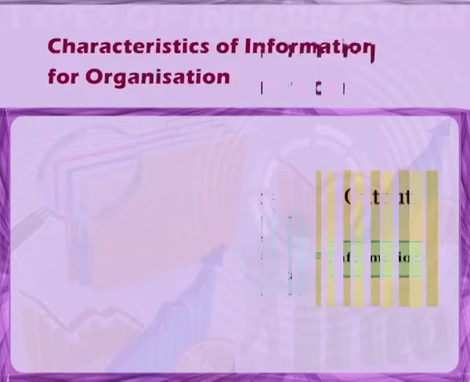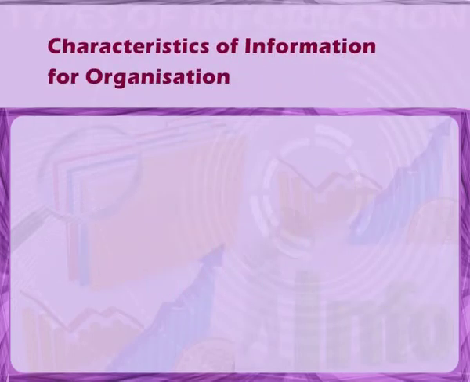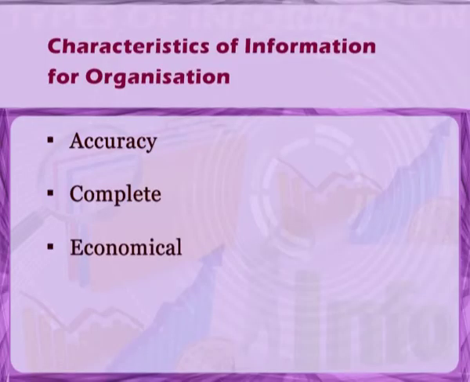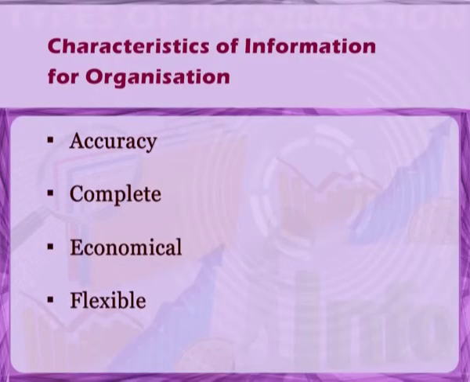Any organization needs information with certain characteristics. These are accuracy. Information should be error free. Complete. Information should contain all the important facts. Economical, information should also be relatively economical to produce. Flexible, flexible information can be used for a variety of purposes. Reliable, reliable information can be depended on.